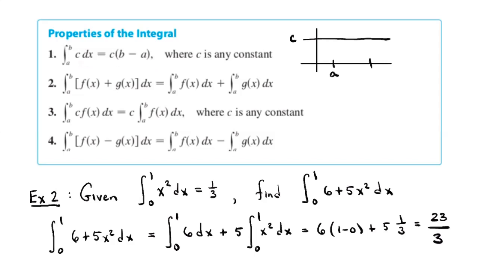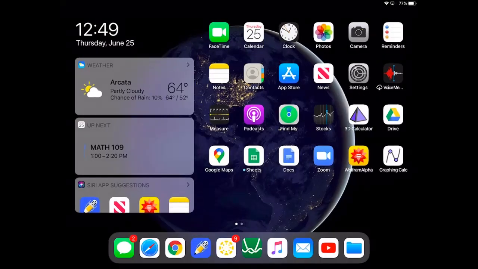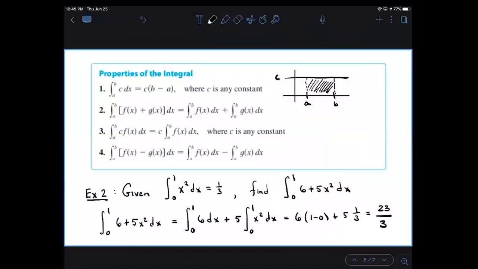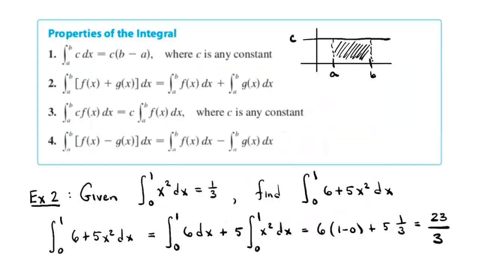So if you're thinking about the integral in terms of area, the integral from a to b of that constant dx is the area of that region. And that region is a rectangle, right? So what's the area of a rectangle? Well, it's the height of the rectangle times the width of the rectangle. Okay, so that's all that formula says.